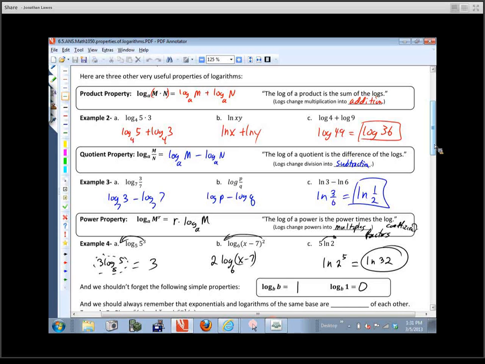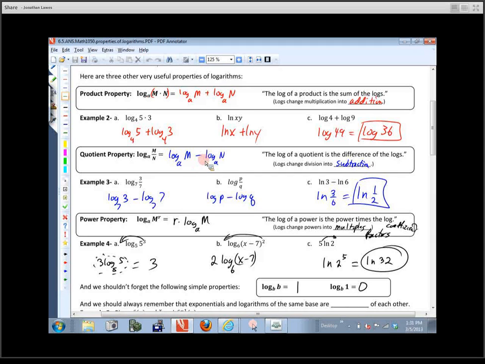So the first thing is, generally speaking, all of these are going to simplify the operation. Addition and subtraction are generally much easier than multiplication and division. Multiplying by a single constant, by a single number, is usually easier than raising something to a power. And that's what each one of these properties does. So this is the product property of logarithms. It allows us to change multiplication into addition. The quotient property, or the division property of logarithms, allows us to change division into subtraction.